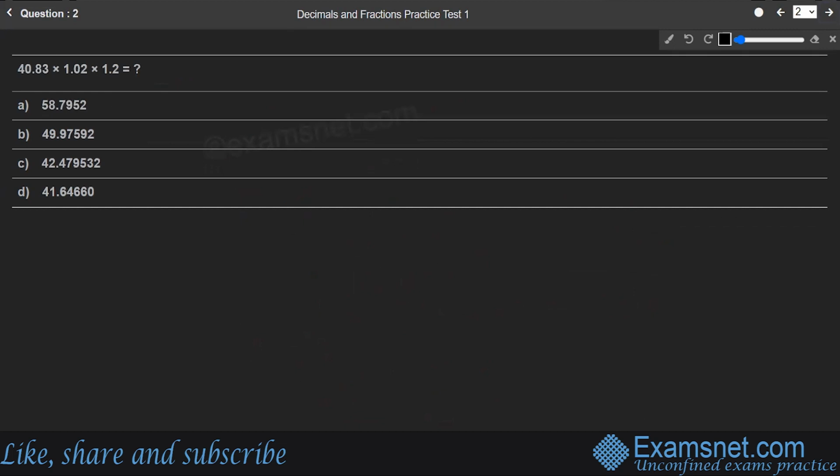Now we need to solve this particular mathematical expression: 40.83 into 1.02 into 1.2. We are supposed to multiply them together. Let us just write them first: 40.83 multiplied by 1.02 multiplied by 1.2. So we need to multiply that. Let us do it quickly.